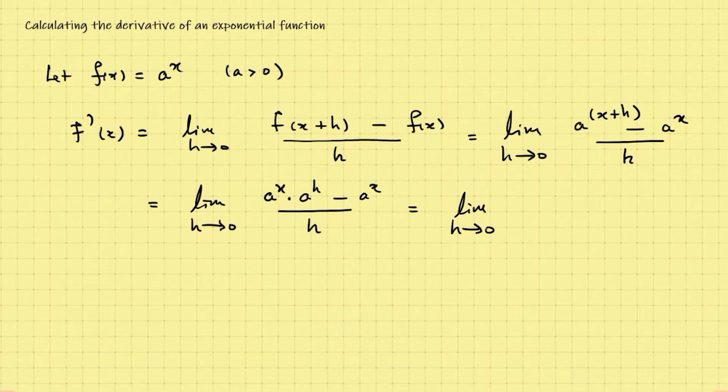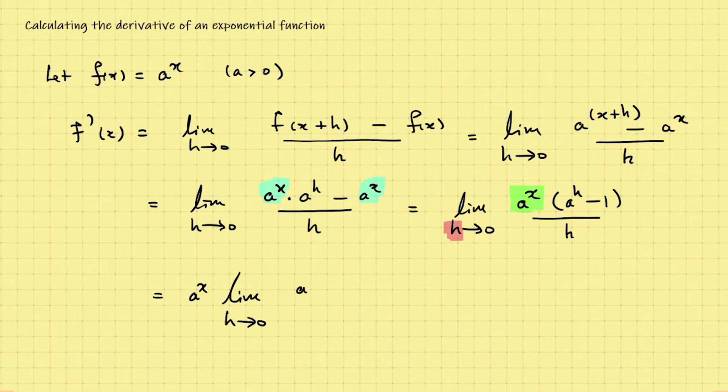Because I've got common terms, a common term there and a common term there, I can take a to the x out, and I'll just have a to the h minus 1, and the whole thing is going to be over h. Since the limit is with respect to h, and the first term of our factorization has nothing to do with h, that plays no part in the limit. So we can just take that out and have the limit apply to everything else, right? So we get an expression like this.